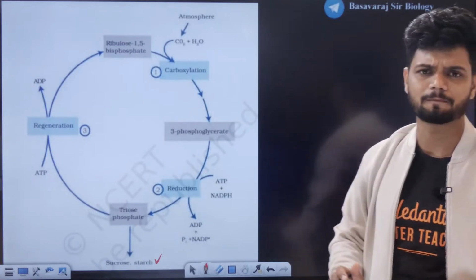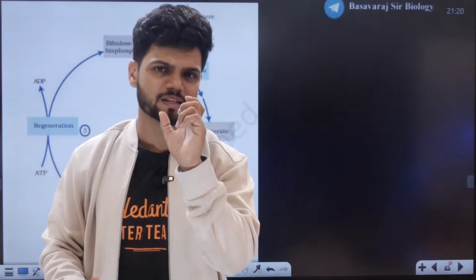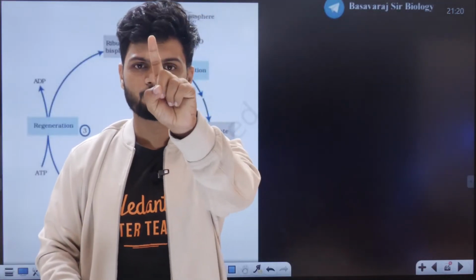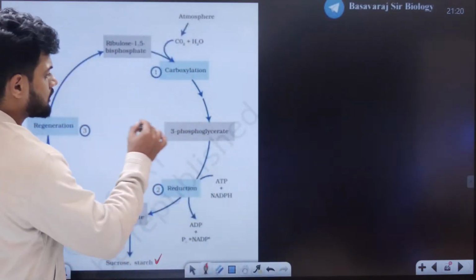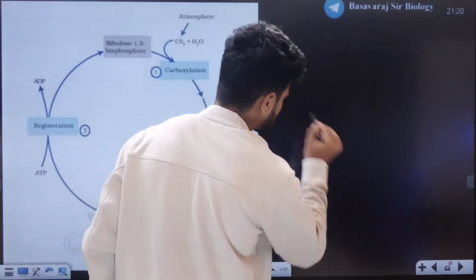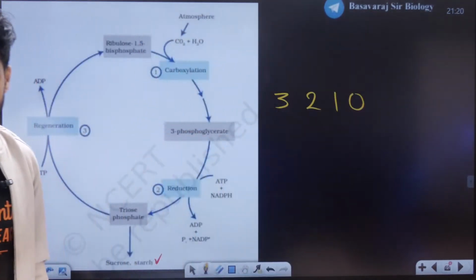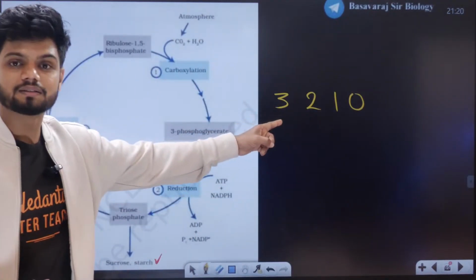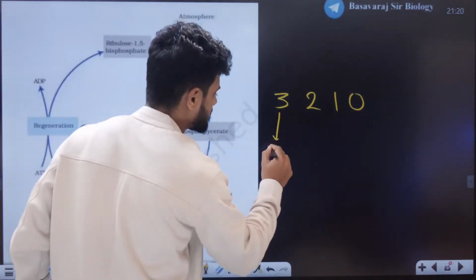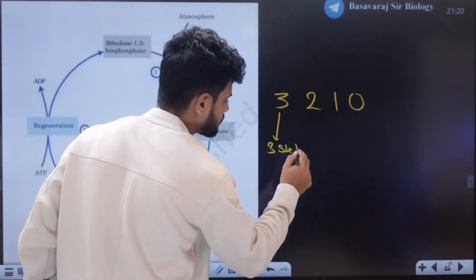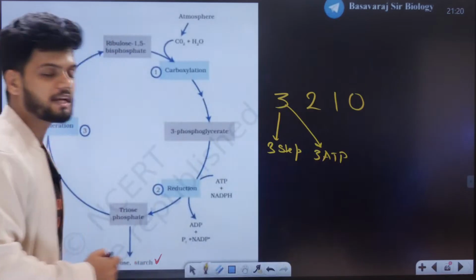Okay, now understand. Here I'll teach you one small method. All of you listen to me. There is a small method called the 3, 2, 1, 0 method. Ready? Okay. Now what is 3 here? 3 stands for 3 main steps. And 3 ATP is being used here.